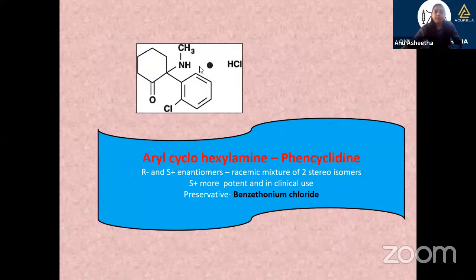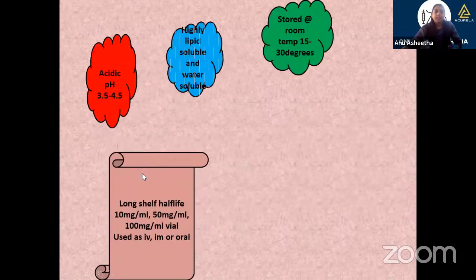Now, the structure of ketamine: this is an arylcyclohexylamine phencyclidine derivative. So it has two structures, racemic isomers. They are R- and S+ enantiomers, where S+ is more potent than the other one. So the preservative used will be benzethonium chloride. They have a long shelf half-life, available as 10 mg per ml, 50 mg per ml, and 100 mg per ml vials.